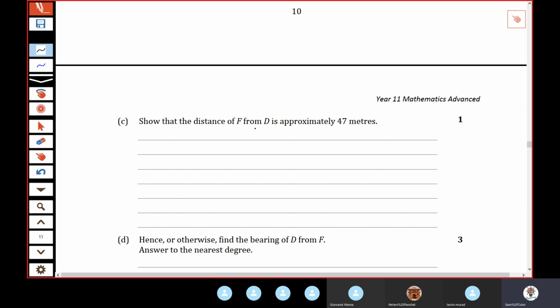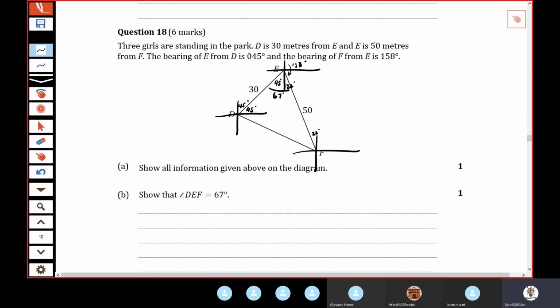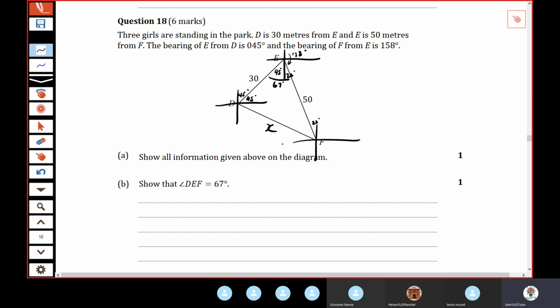Show that the distance of F from D is approximately 47. So find X. All right. Well, what am I going to use? Yep, I know what I'm going to use. What do you guys think? Which rule? Either the sine rule or the cosine rule.